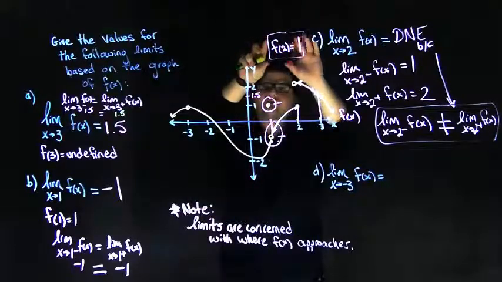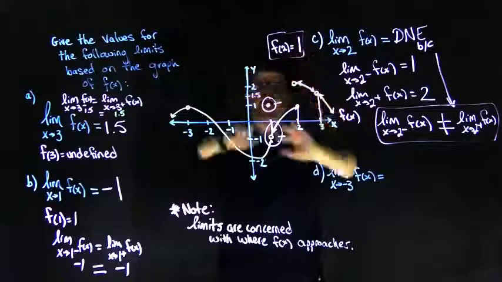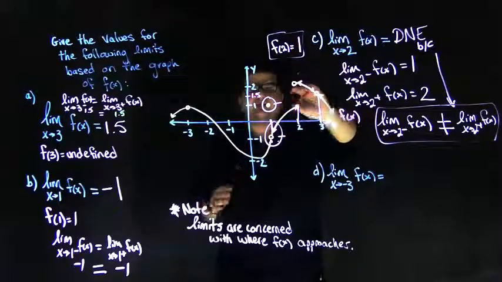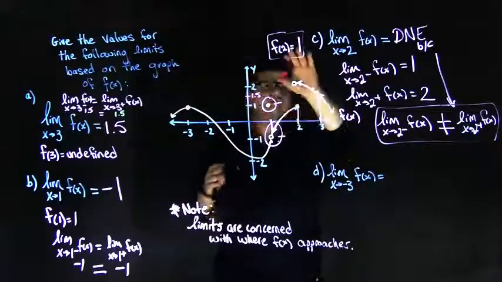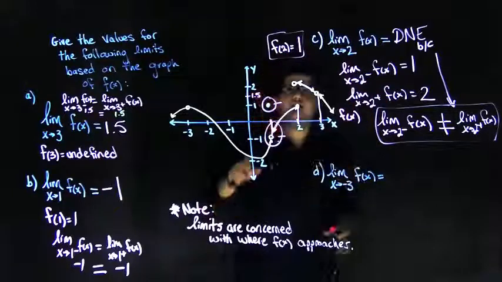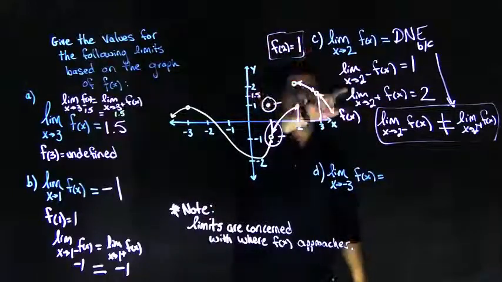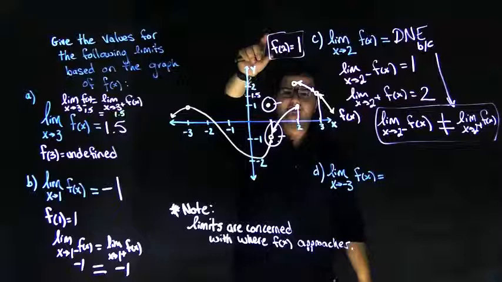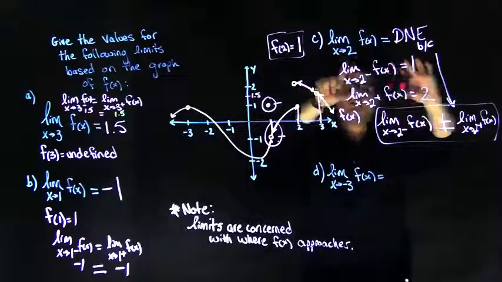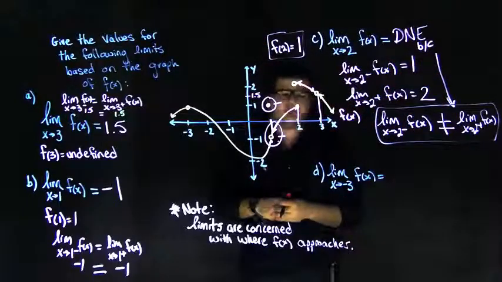Again, this concept has nothing to do with limits, but it gets people tripped up sometimes when they look at the difference between the function and the limit. This is independent of the limit. This is where the function is at that point. This is where the function approaches at that point.